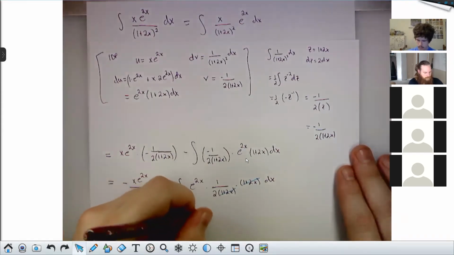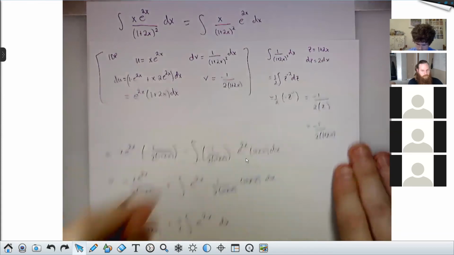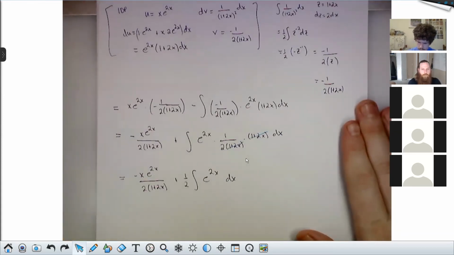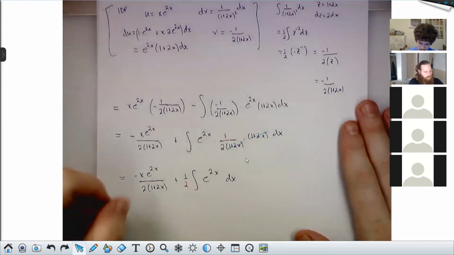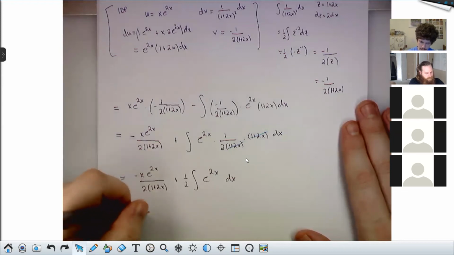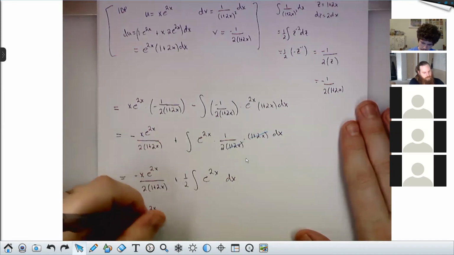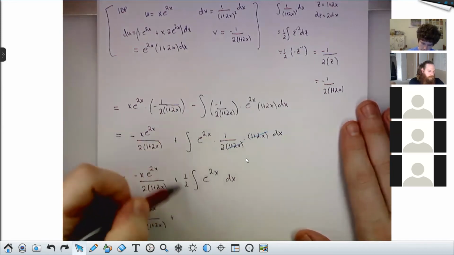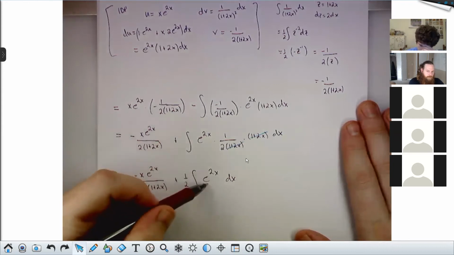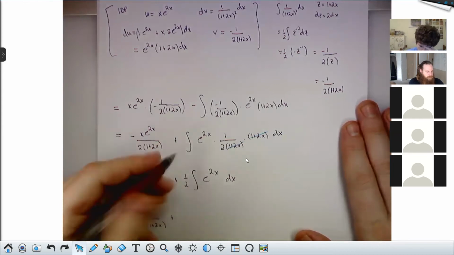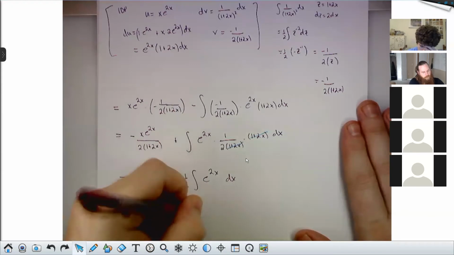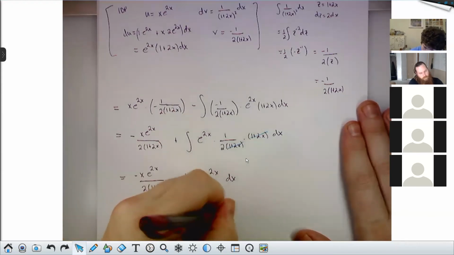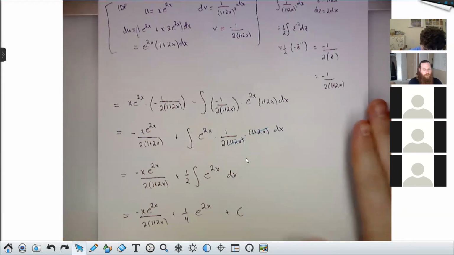And what's left in here is just e to the 2x dx. That is so nice. And now one more little u sub in here. We really don't even need to write these down at this point. This is negative x e to the 2x over 2 times 1 plus 2x, plus there's a 1/2 here. And when I integrate e to the 2x, I'll get 1/2 e to the 2x. So this will be 1/4 e to the 2x plus a constant. Very cool.